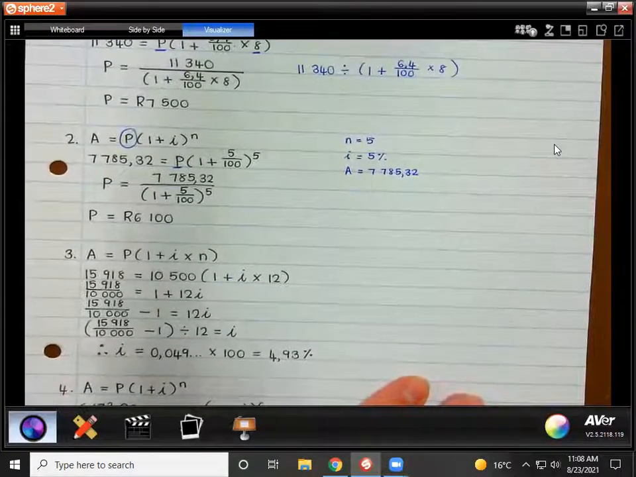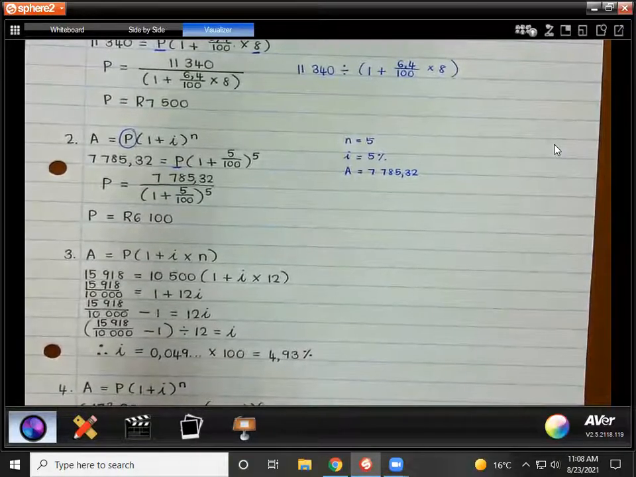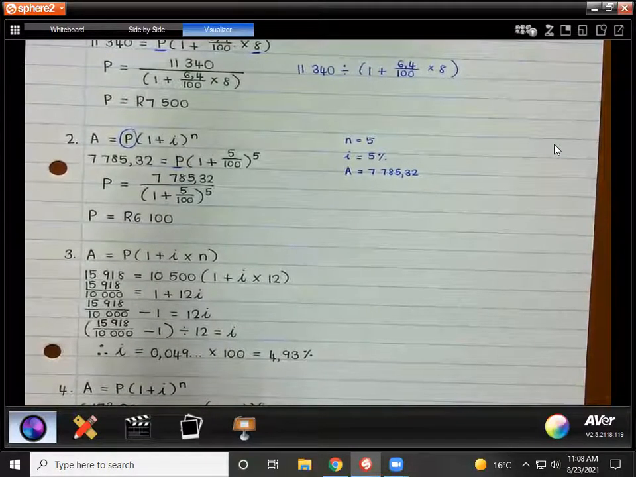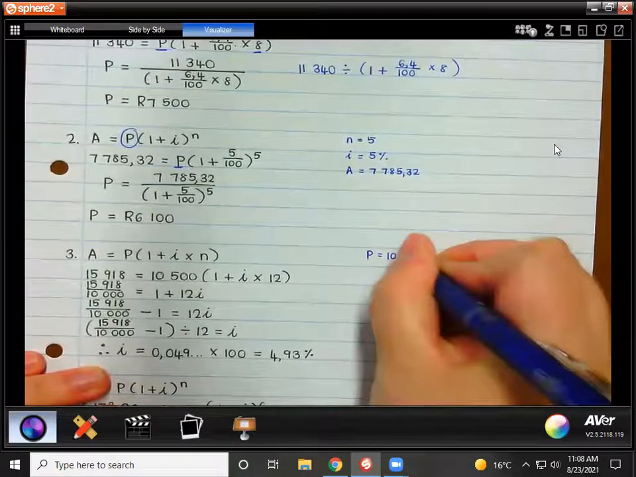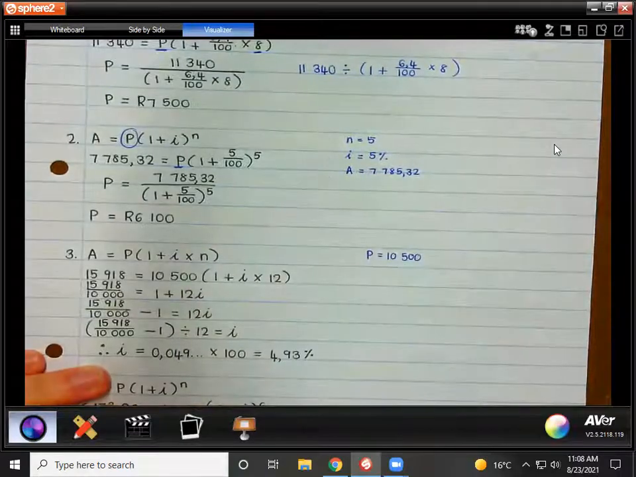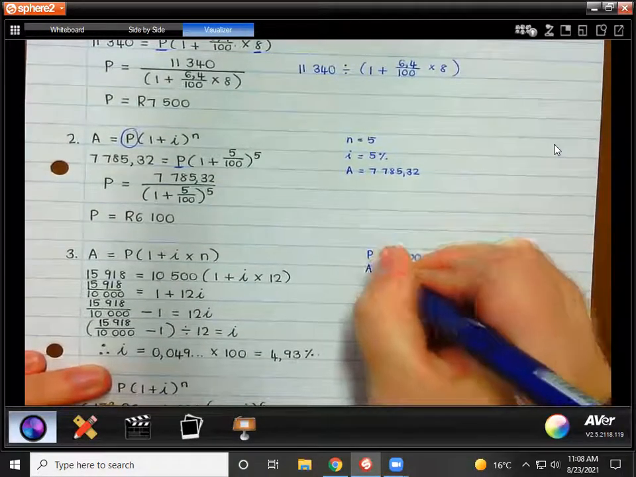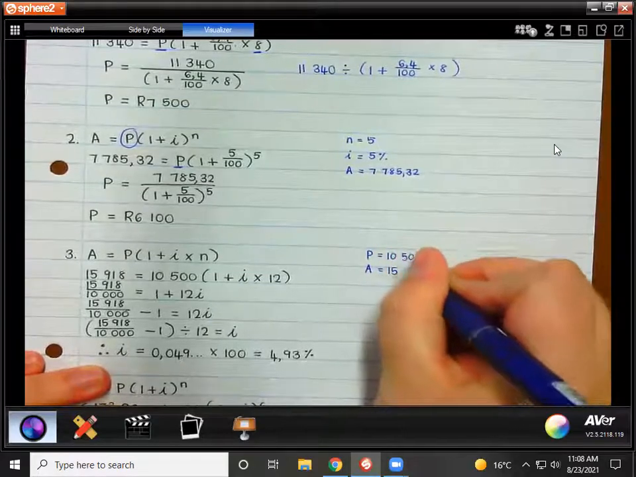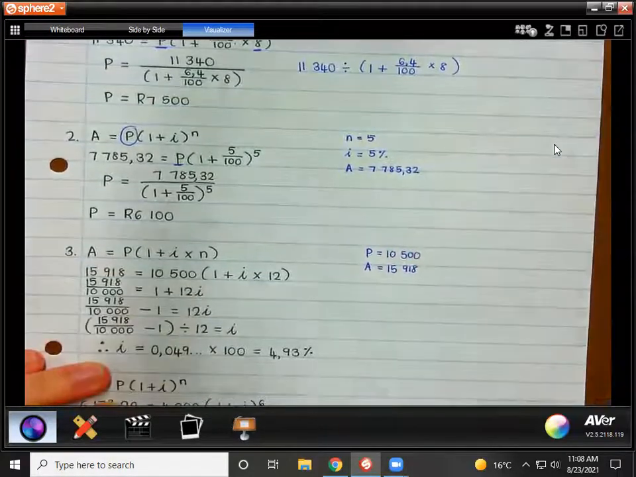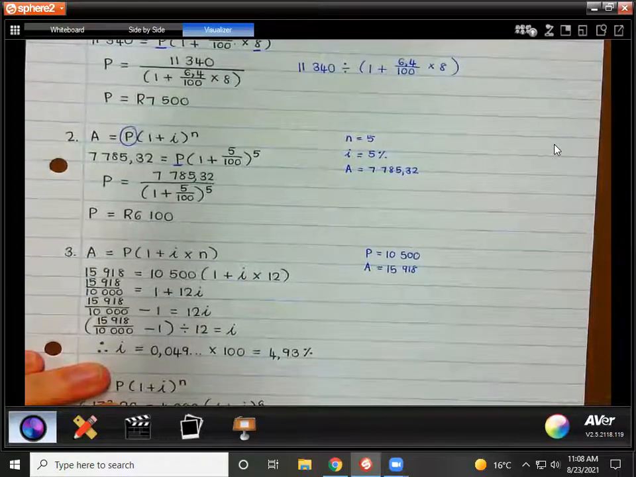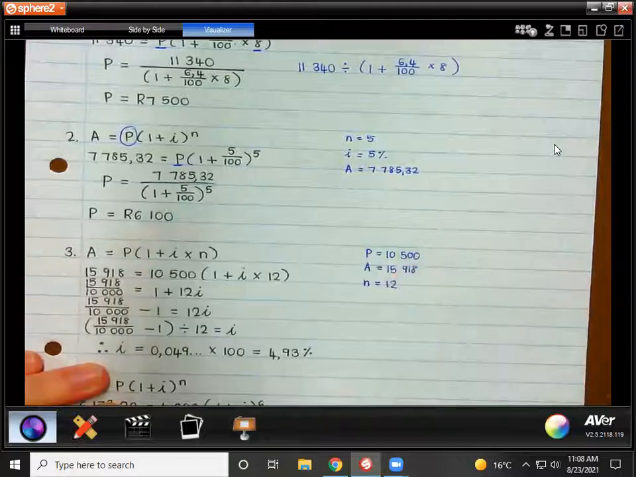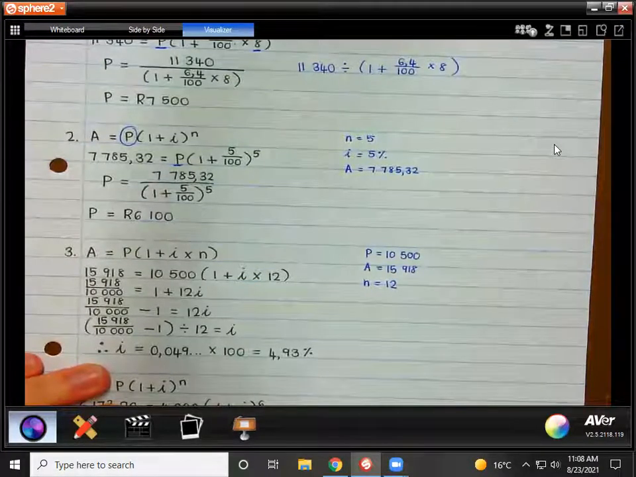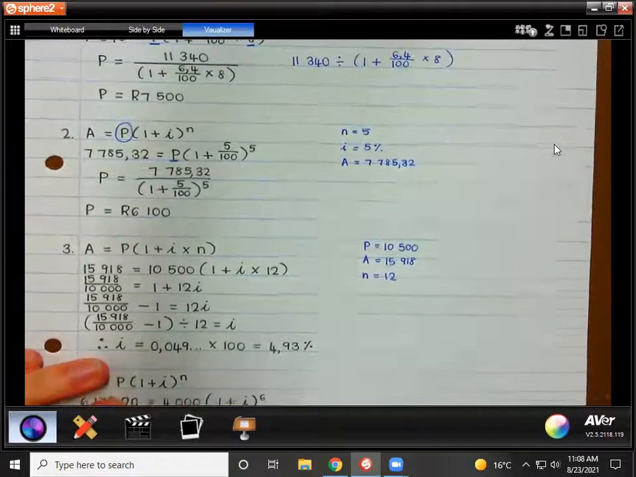Okay, number 3. An investment of 10,500 Rand. So now they're telling us the investment was 10,500 Rand. Grew to an accumulated amount of, so they're giving us the final amount as well, 15,918 Rand over a period of 12 years. Saying that N is 12. And calculate the simple interest rate.